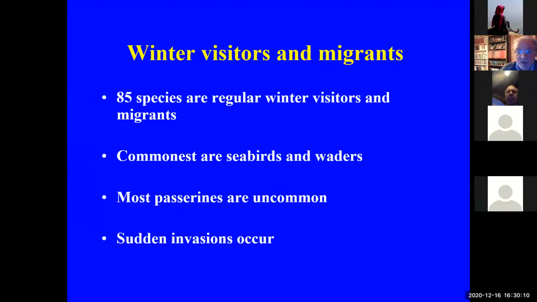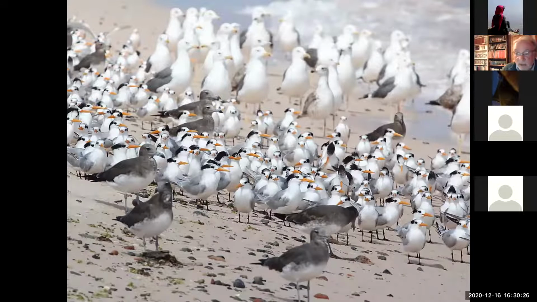Winter visitors and migrants to the island. 85 species are regular winter visitors and migrants. The commonest are seabirds and waders. Most passerines, that's small songbirds, are uncommon, and you get sudden invasions. So, as I mentioned, seabirds are really common migrants.